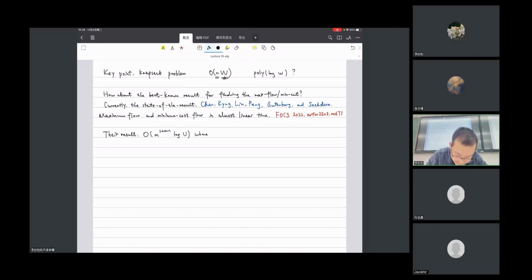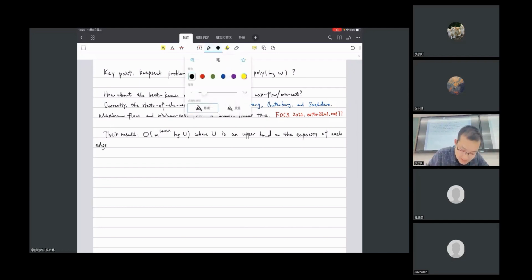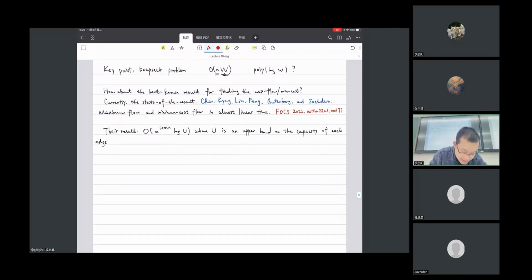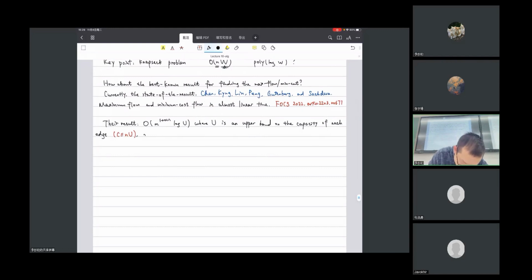So the U here is an upper bound on the capacity of each edge. Because the parameter C here is defined in terms of the total capacity out of S, it is not very difficult to see that C is smaller than N times U. Looking at S here, S can have edges to at most N vertices, with the total number of vertices at most N here. So clearly we can see that C is smaller than N times U. So they prove that their algorithm has complexity big O of m to the 1 plus small o(1) times log U here.